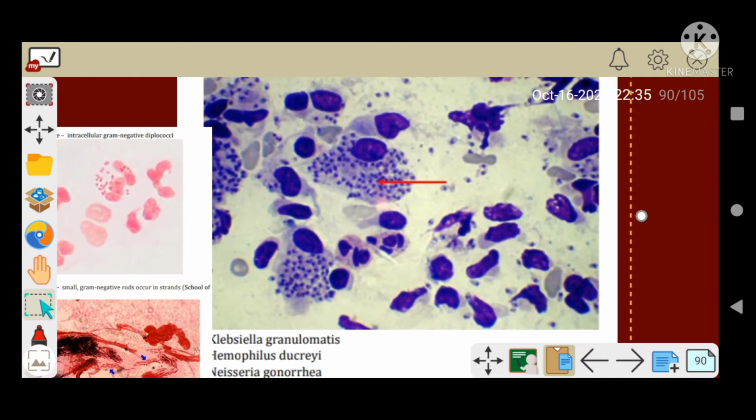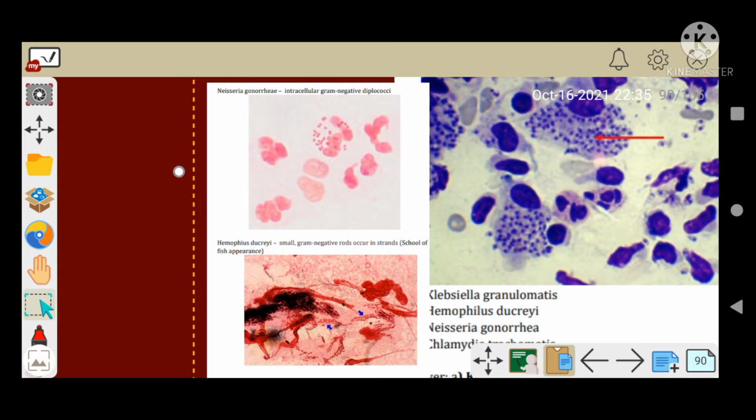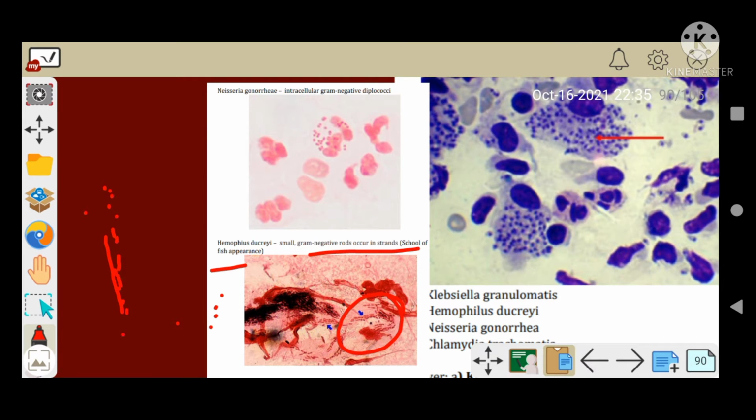Okay, what is this? This is Haemophilus ducreyi, again Derma, I will discuss there. So school of fish appearance, this is mostly this one. School of fish appearance is this one, it goes something like this. Let me show you. This is your school of fish appearance, for Haemophilus ducreyi.